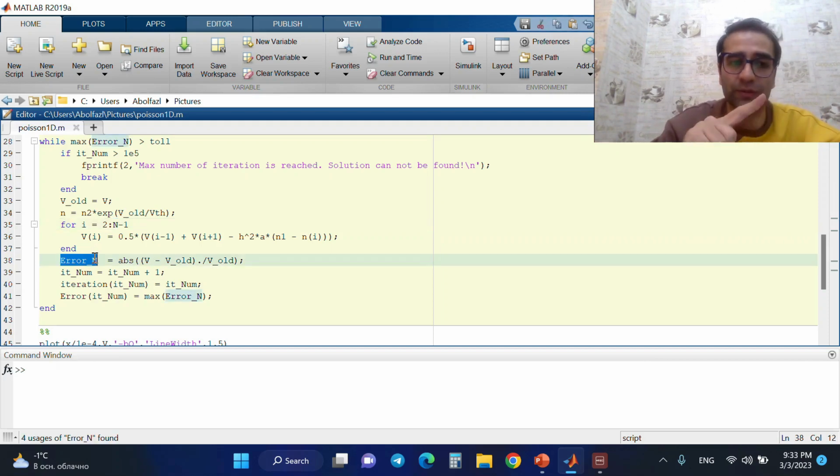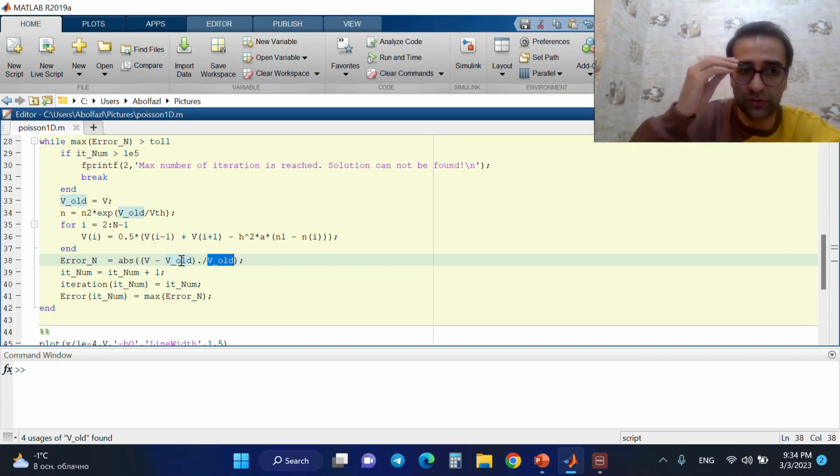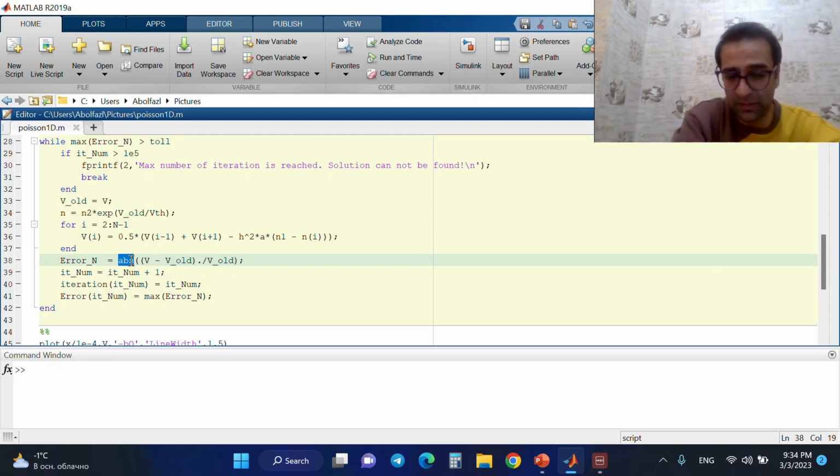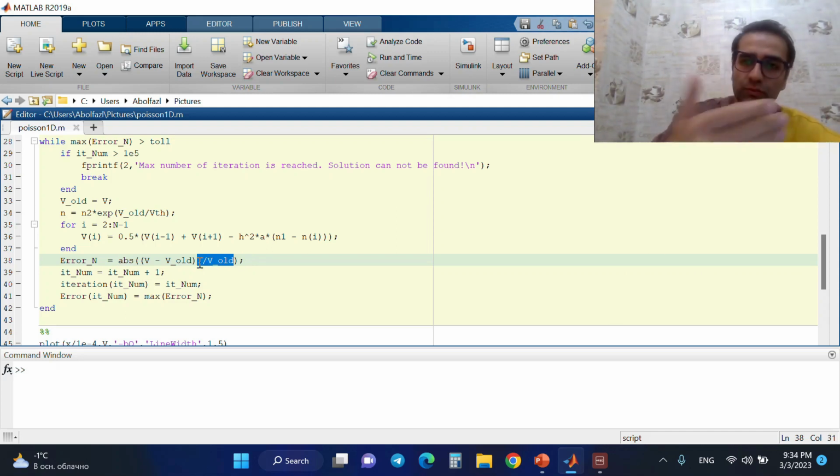Therefore, what will be the error? We define error to be the absolute value of v minus v old divided by v old, right? This is indeed not the absolute error. This is the absolute value of this parameter, but this is not the absolute error. This is indeed the relative error because we define this delta v relative to v old. But if we do not divide it by v old, it will be the absolute error. But it's better to work with the relative error, because if you have several parameters, comparison of relative error for each parameter is rather simple.